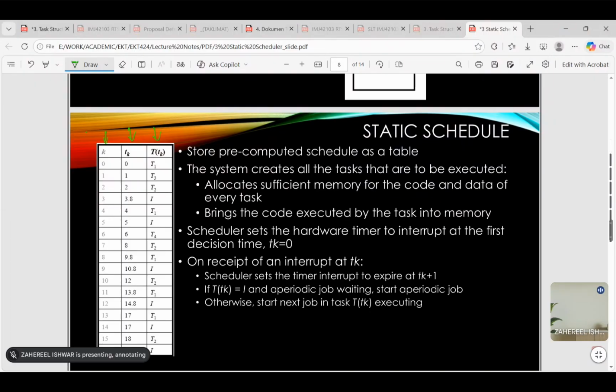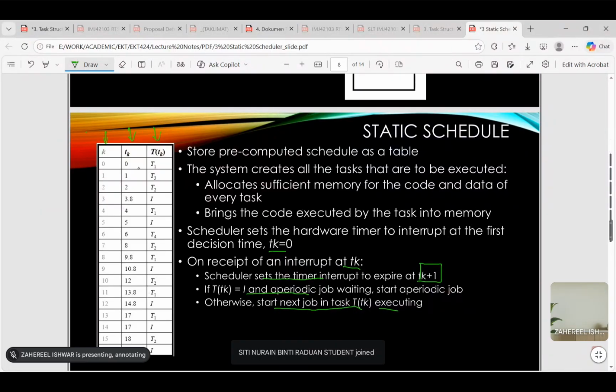Okay. Now the system creates all the tasks that are to be executed, allocates sufficient memory for the code and data, and brings the code executed by the task into memory. The scheduler sets the hardware timer to interrupt at decision time t sub k. On receipt of an interrupt at time t sub k, the scheduler sets the timer interrupt to the next interrupt point. And if an aperiodic job is waiting, in our case, we don't have any aperiodic job. Otherwise, we start the next job, task T.